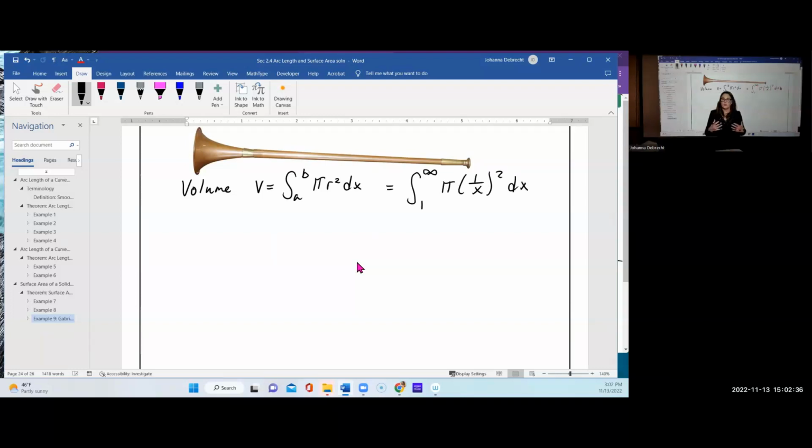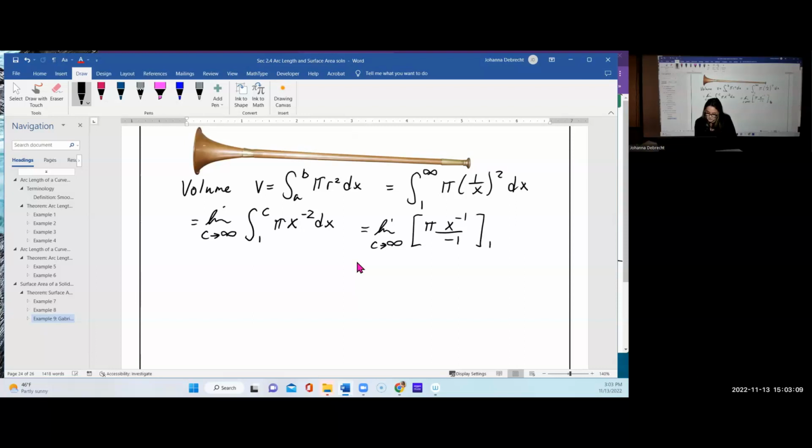Now, in order to do this, it's an improper integral. So we take the limit as c approaches infinity of the integral from 1 to c. And I'm going to write the integrand as pi times x to the negative 2 dx. Now that's easy to integrate. You just use the power rule for integration. So this gives me the limit still. The limit is the last thing that we'll do. And this is going to give me pi times x to the negative 1 divided by negative 1. And I want to evaluate this from 1 to c.